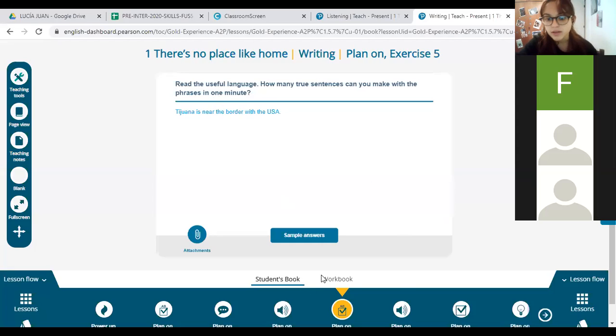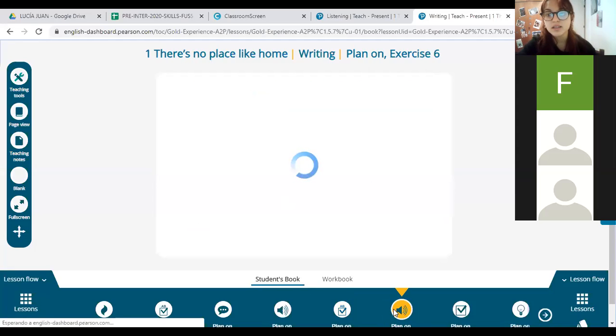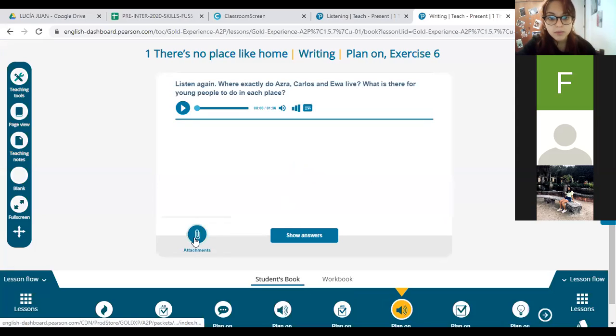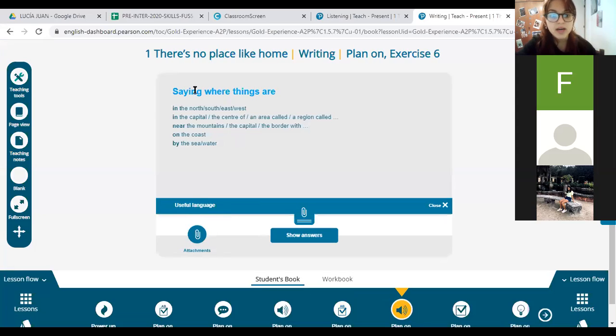No, I don't like this one. I don't like the activity, but I want you to keep in mind the useful language. Now we have more. What? I'm confused. No, I don't like this exercise.